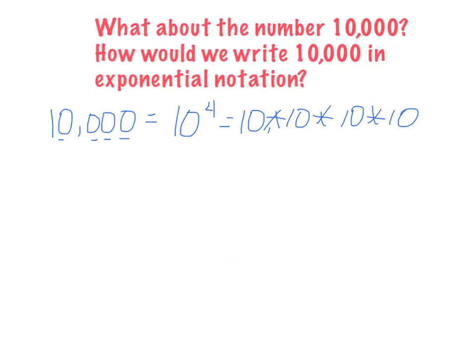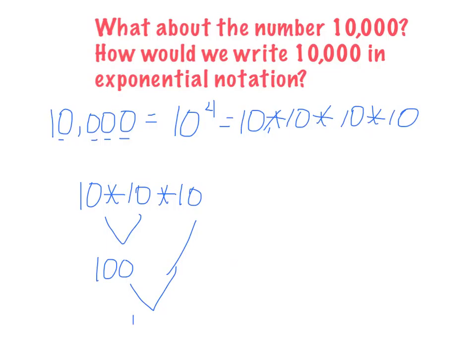Okay, and just in case you don't really believe me, let's multiply 10 times 10. That's equal to 100. 100 times 10 is equal to 1,000. And 1,000 times 10, think about that. That's going to equal 10,000. 1,000 10 times.